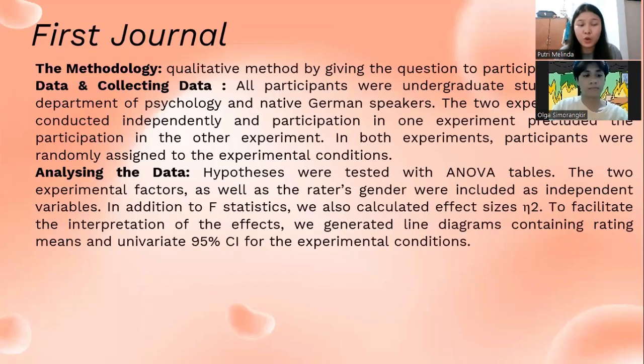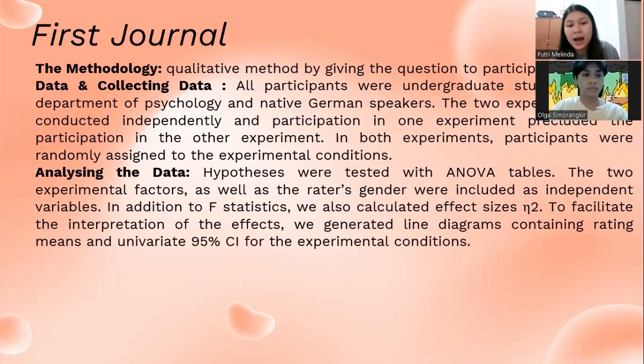The methodology used in this journal is the qualitative method, by giving questions to participants, data and collecting data. All participants were undergraduate students of the Department of Psychology and native German speakers. The two experiments were conducted independently, and participation in one experiment precluded participation in the other experiment. In both experiments, participants were randomly assigned to the experimental condition.